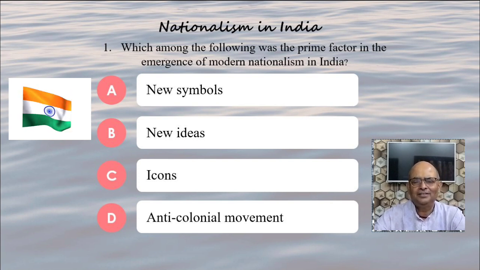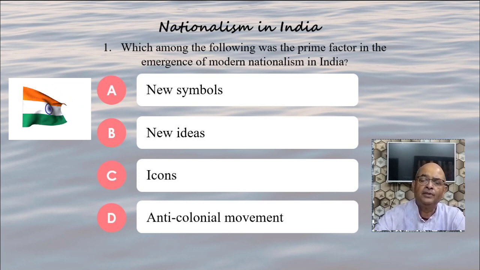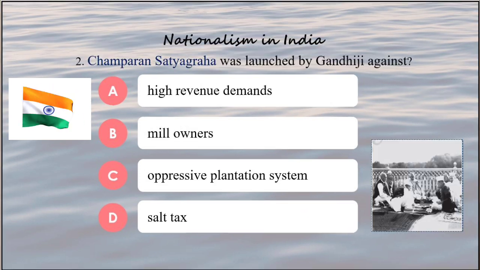Let us check the answers now. Which among the following was the prime factor in the emergence of modern nationalism in India? Anti-colonial movement. So option D is correct. Champaran Satyagrah was launched against the oppressive plantation system. So option C is correct.